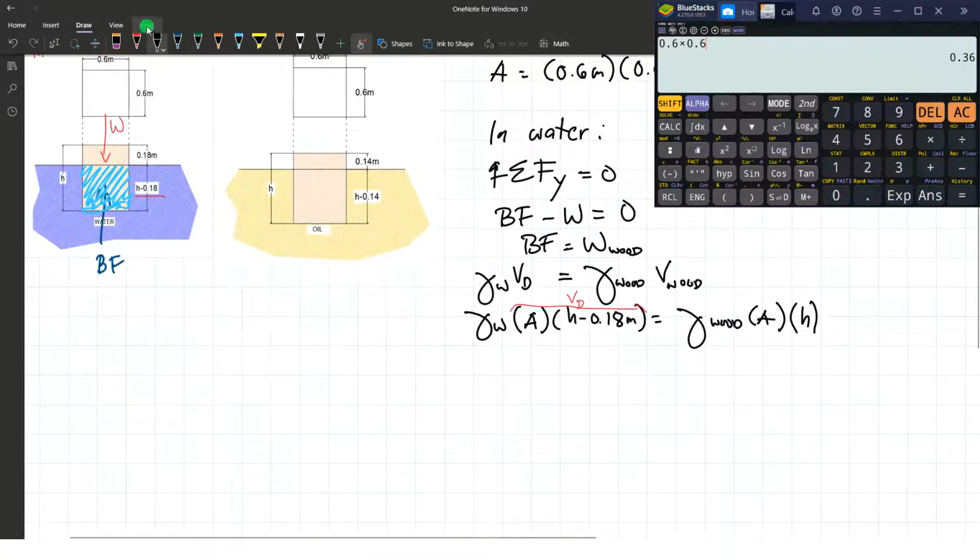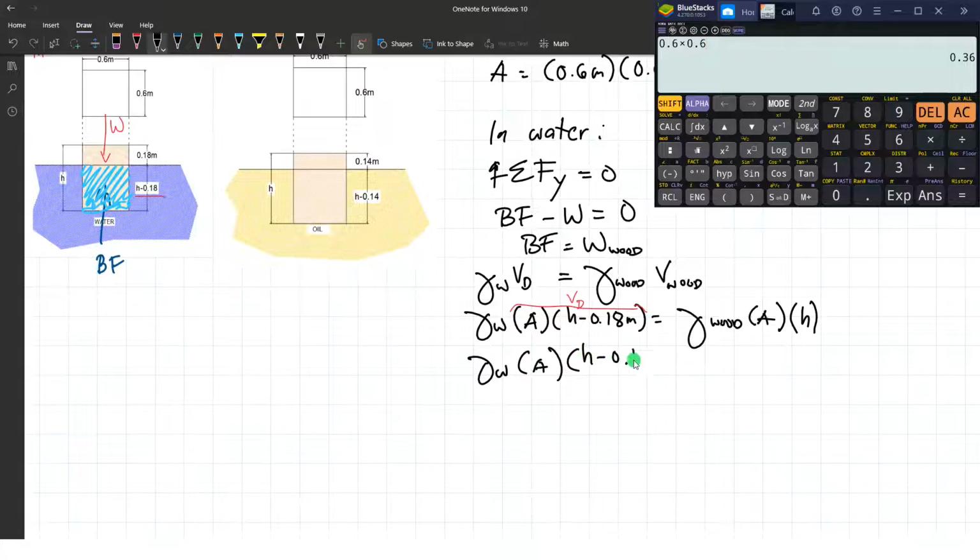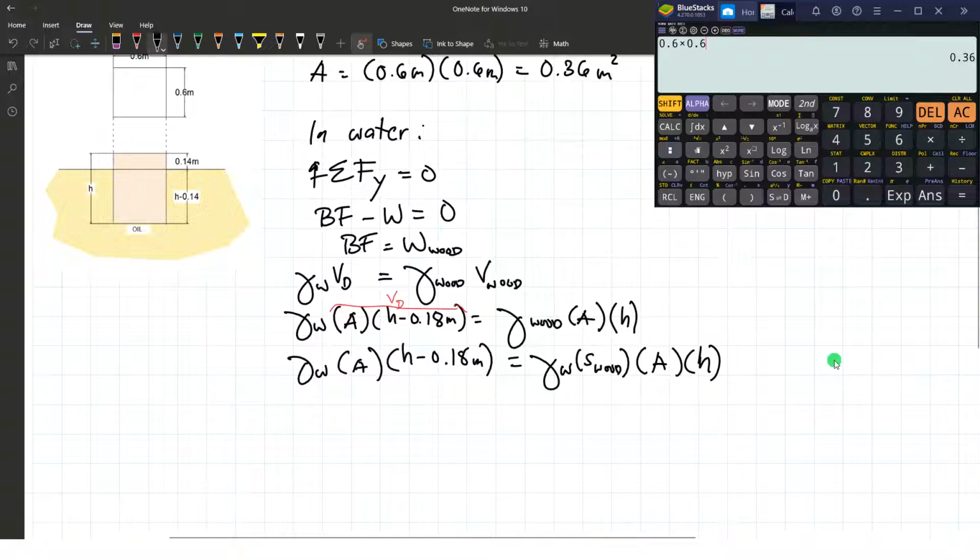So if we're going to determine the unit weight of the wood, we can just multiply the unit weight of water by the specific gravity of the wood. So this is unit weight of water multiplied by specific gravity of the wood multiplied by A and H. So here's our equation now.